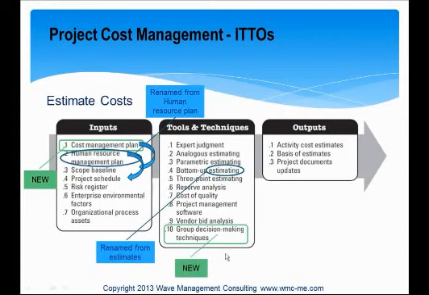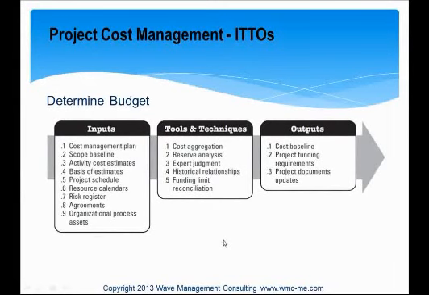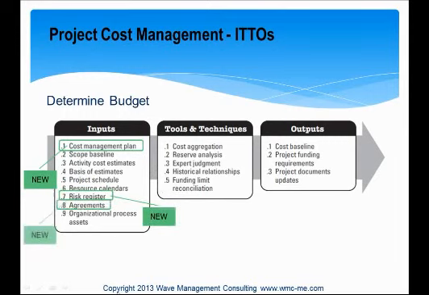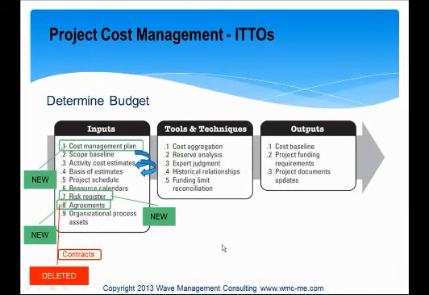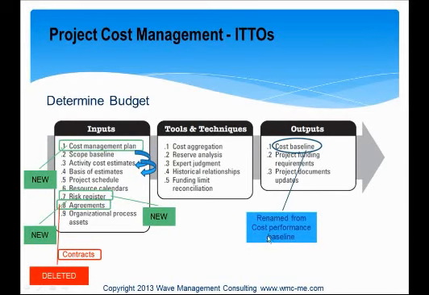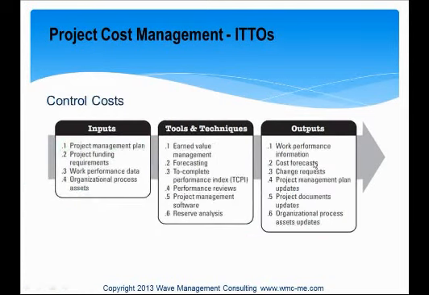They introduced a new tool and technique called group decision-making techniques. In the determine budget process, we have a new input, cost management plan, as well as risk register and agreements, which replaces contracts. So they deleted contracts and replaced it with agreements. They did some reordering of some of the items as well. In the outputs list, they renamed cost performance baseline to cost baseline.